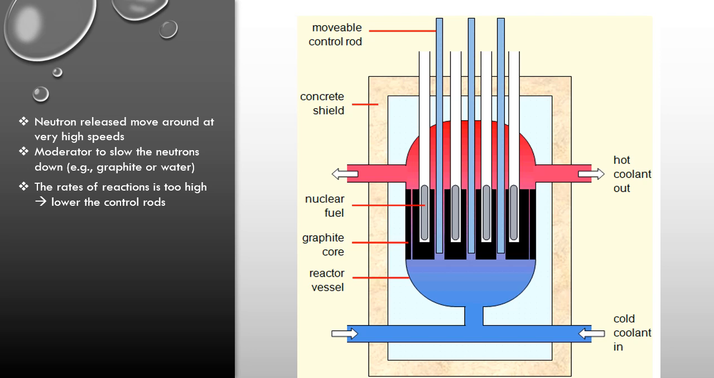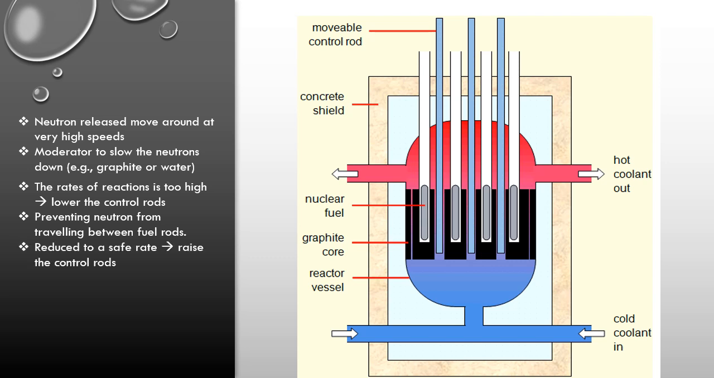Next, too much fission reaction can lead to overheating of the reactor. When the rate of reaction is too high, we need to lower control rods to absorb neutrons and prevent them from traveling between fuel rods. Control rods are raised back when reactions are reduced to a safe rate. Control rods are made from boron or cadmium.